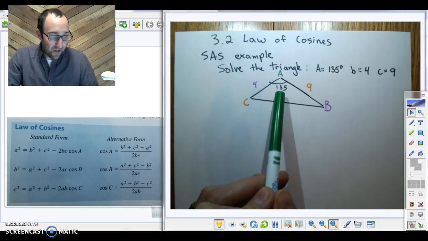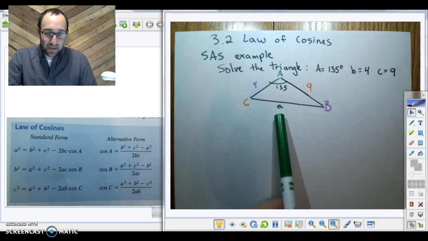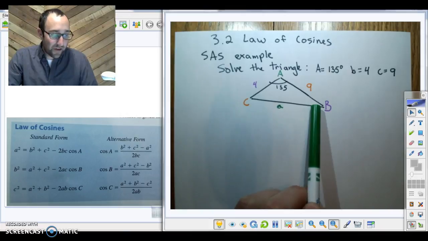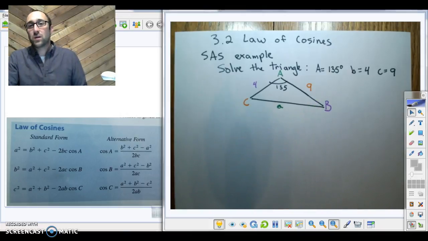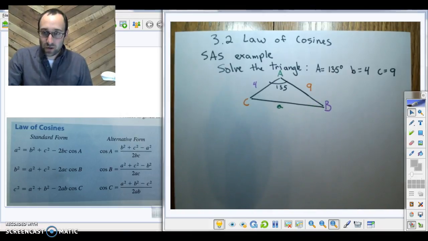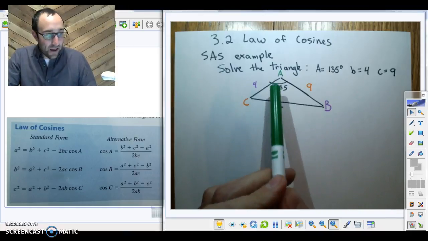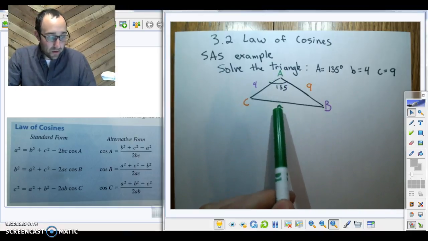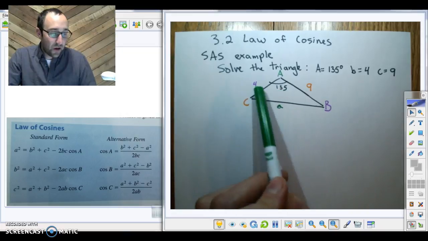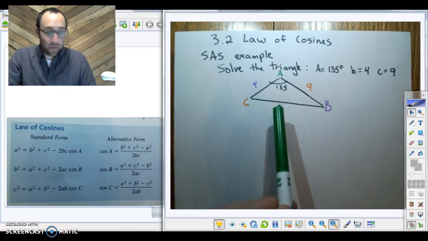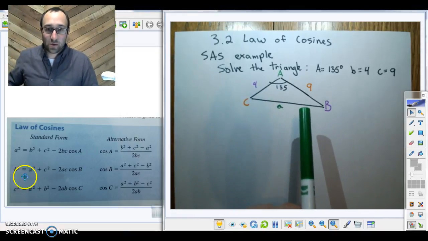So I look at this and say, I've got 135, I don't know the opposite side, so that's not going to help, and I don't know any of the other angles, so I'm going to have to use a law of cosines. Unfortunately, that's how it works. So if I know A, I'm going to be able to find the other angles using the law of sines. So I'm going to try and find A. So let's go over and use our law of cosines.